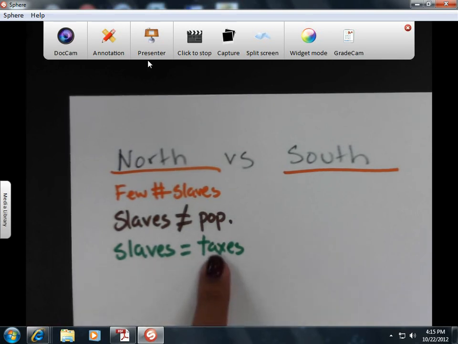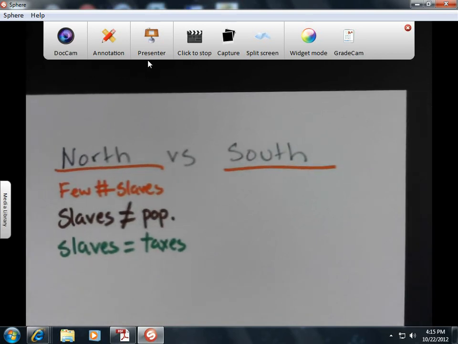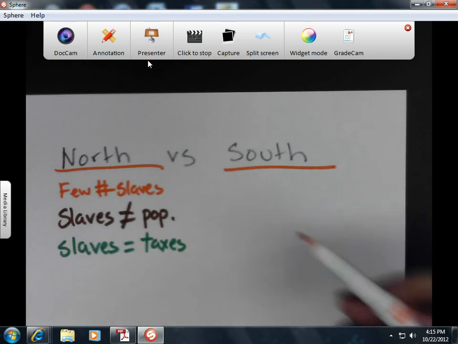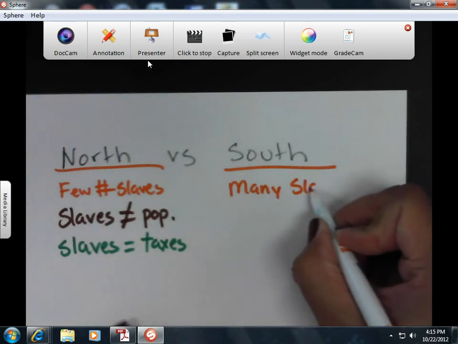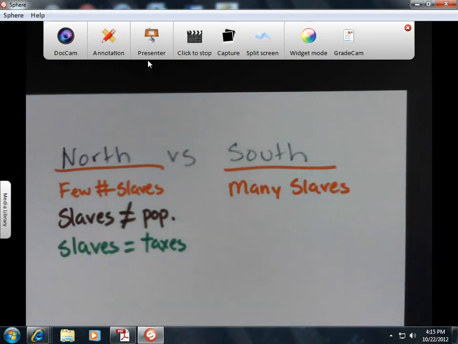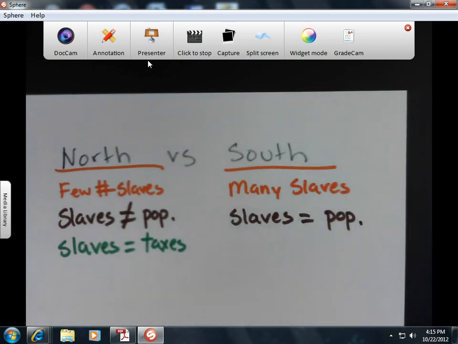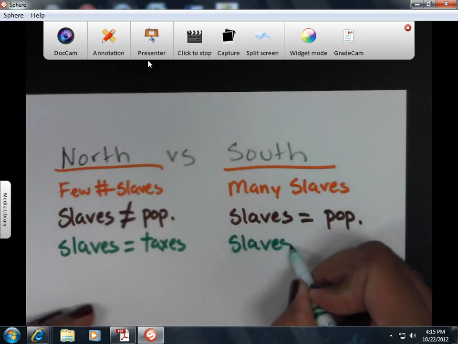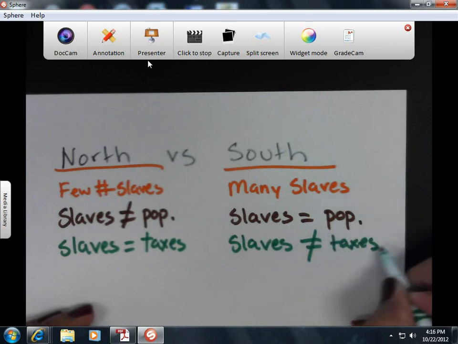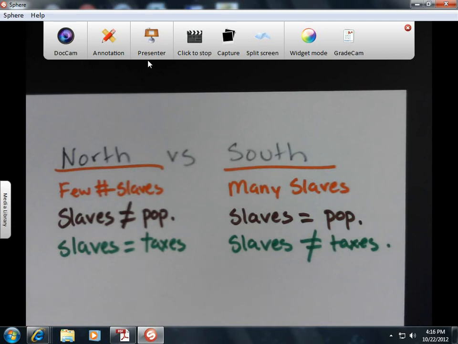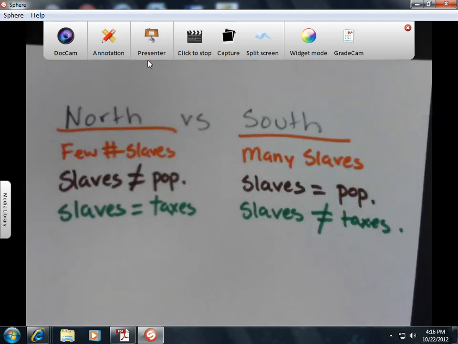Okay, well, the South, on the other hand, where the North has few slaves, the South has many slaves. And where the North does not want them count toward population, the South does. So the South does want slaves to count for population. They think that, you know, that they have more people, they should have more representatives, and representatives equals more power. They do want their slaves to count toward population. But they do not want their slaves to count for taxes. So in other words, they want them to count for representation, but they don't want them to count for taxes. And like we said, what do we do when two sides disagree? We have to compromise, and that's exactly what we do.